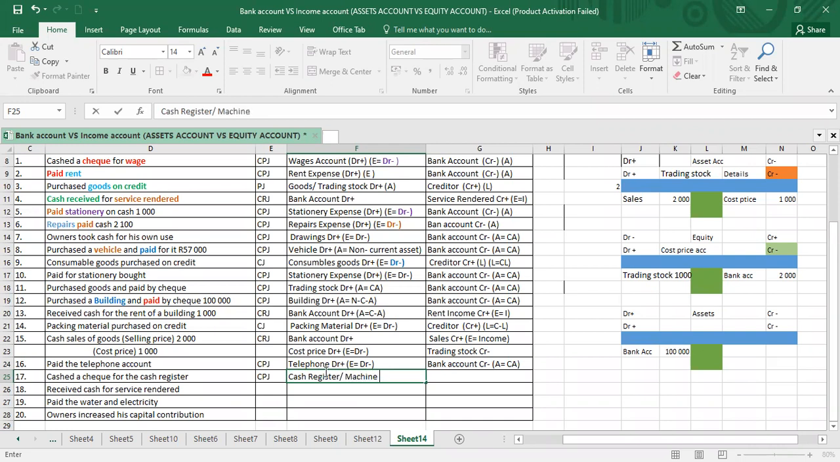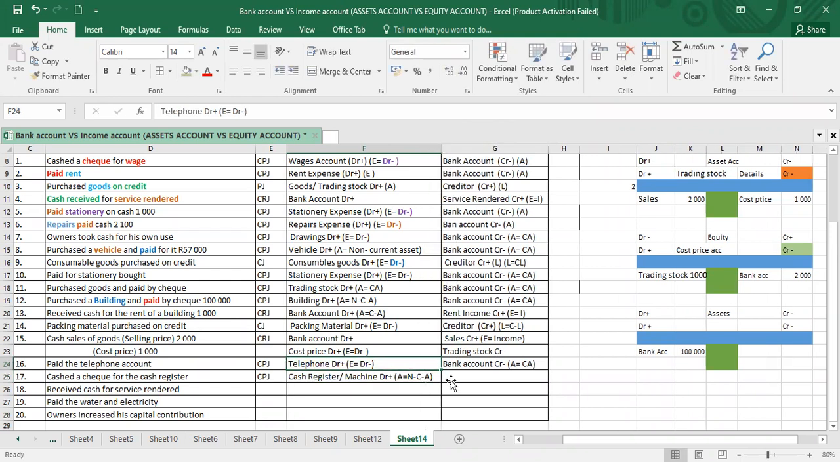We know that a machine is an asset. When you buy a machine, the asset needs to be debited. More machines are increasing in your business. So the machine falls under asset. What type of asset is a machine? Non-current asset. Yes, it's a machine, something that will last for a long period of time in your business. Every time you buy something, where do you take money? Cheque. The word cheque will affect your bank account. It means that money is leaving the bank account because you are buying a cash register, a machine, for your business. You are done.